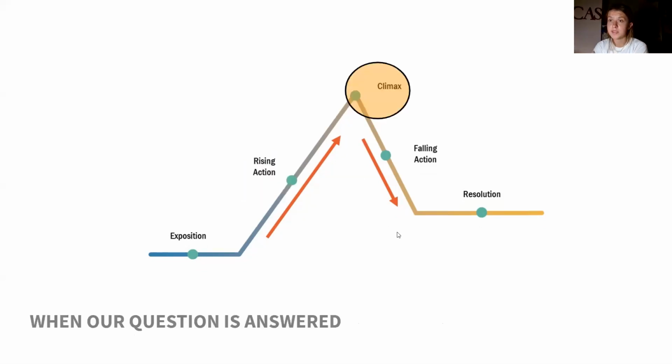Next, we have our climax. The climax is the turning point in the book. This is the moment in the book where our story's question is answered. If you weren't sure what the story was until now, I'm sure you figured it out somewhere over here. During the last half of the rising action, you will know what the question is, I promise you.